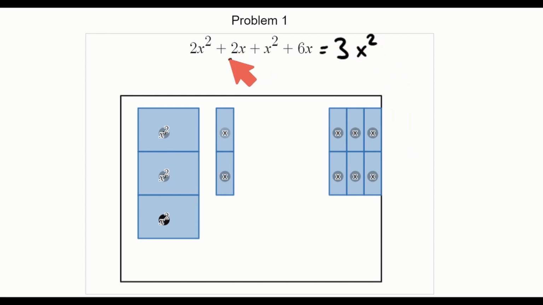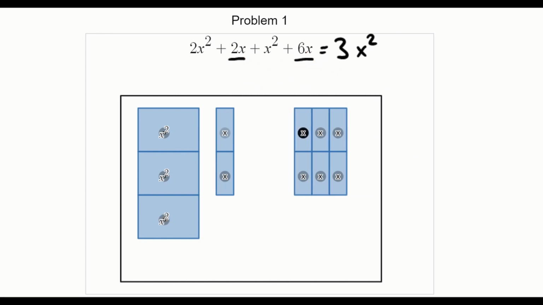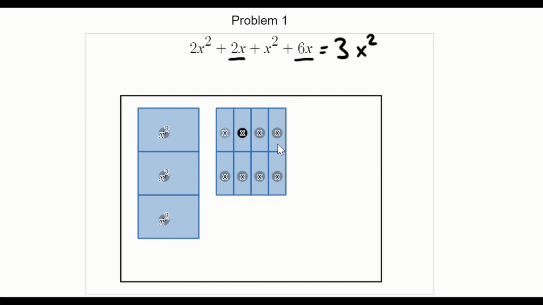Now let's combine our 2x and 6x, combining our x's together. So if I count all the x tiles now, 6 plus 2 more, we have a total of 8 x's. So our final answer is going to be 3x squared plus 8x.